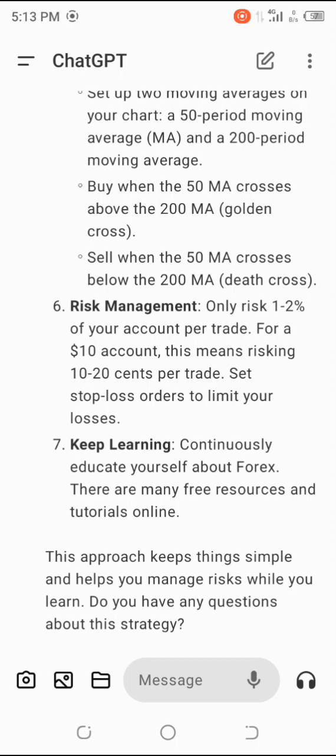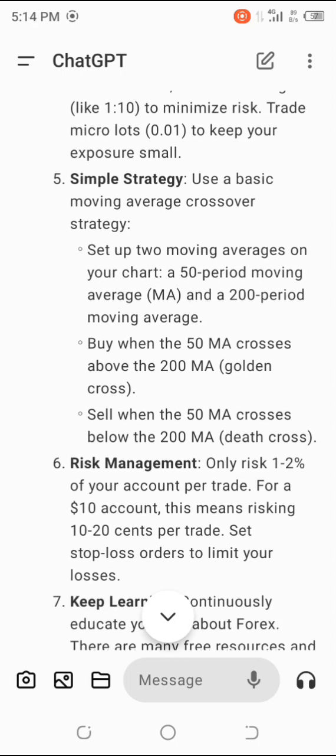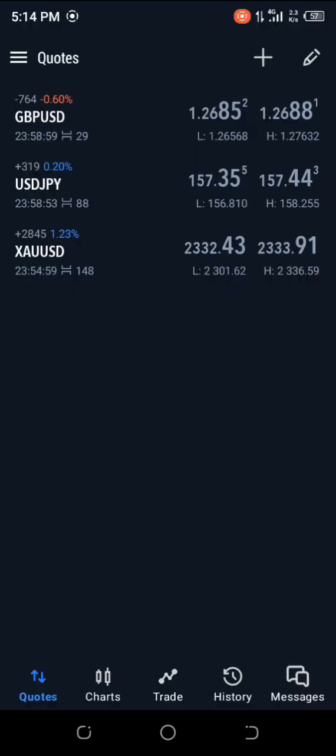All right, so we'll go to the strategy right now. We'll go to the strategy and set up a moving average as ChatGPT asked us to do. So we're going to be setting 2 moving averages, one 50 period moving average, and the second one 200 period MA. All right, so let's go straight to our MetaTrader 5. We are back in MetaTrader 5, and I'll be setting the moving average in the chart live so that you can see how to do it right here.